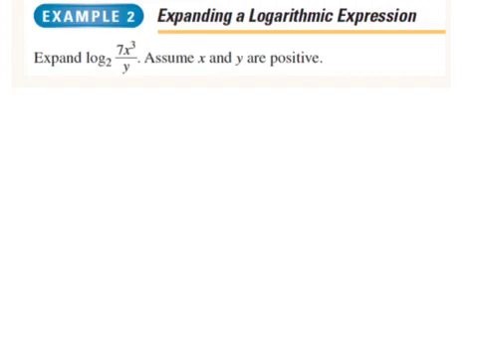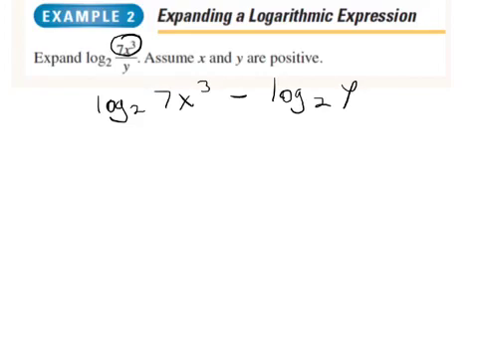Alright, so we go log base 2 of 7x cubed minus log base 2 of y. So we took this expression and that became our first logarithm, and then we took the second, the denominator, and made it our second logarithm. Now, you might be thinking, well, I could bring the 3 in front now of this logarithm, but the problem is that 3 does not affect our 7 here.